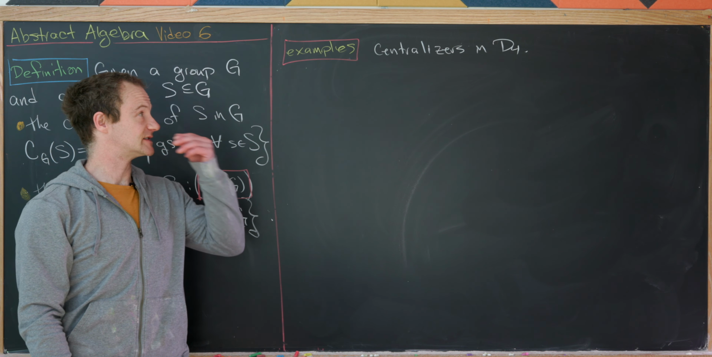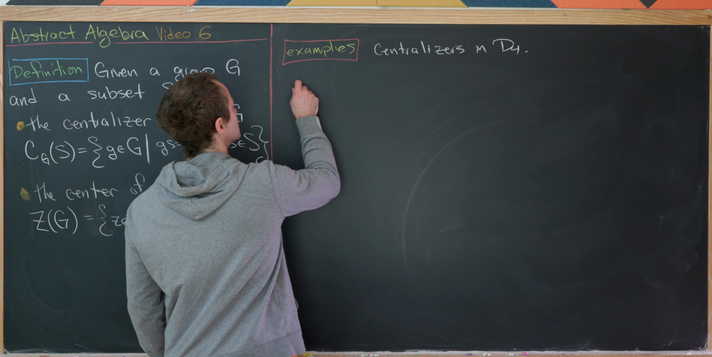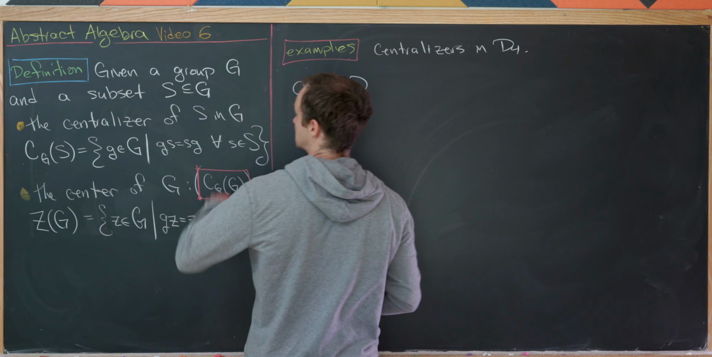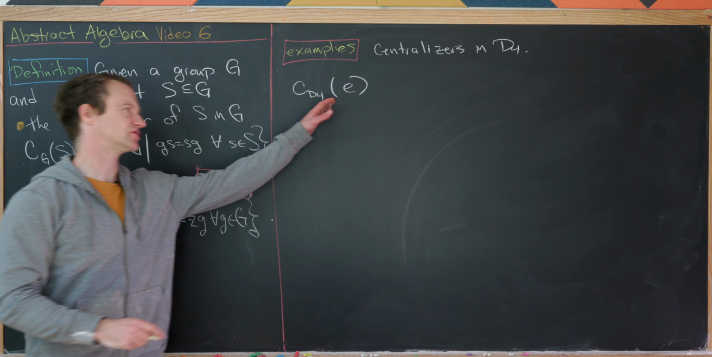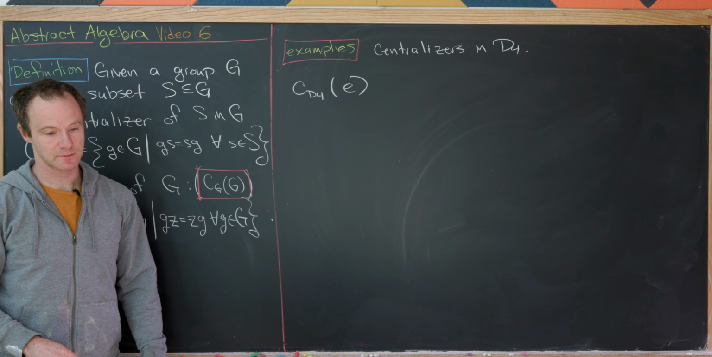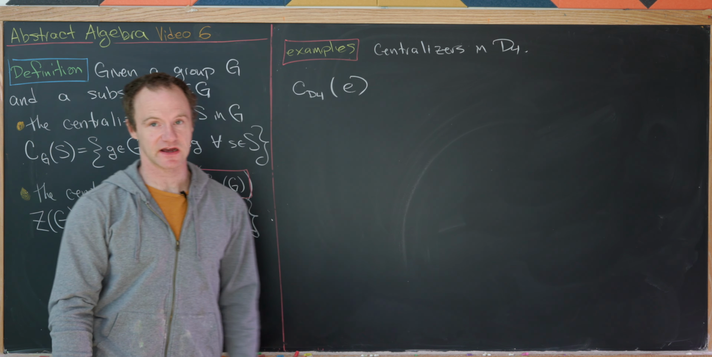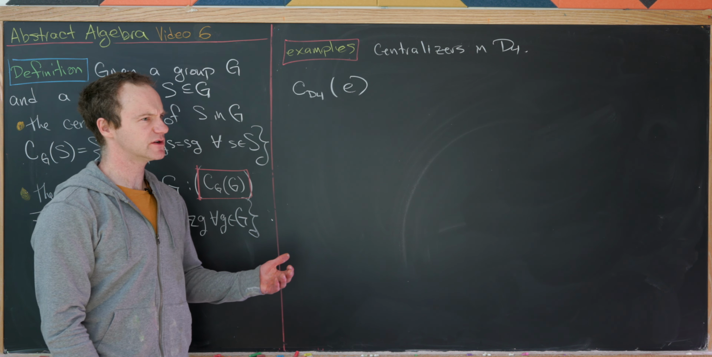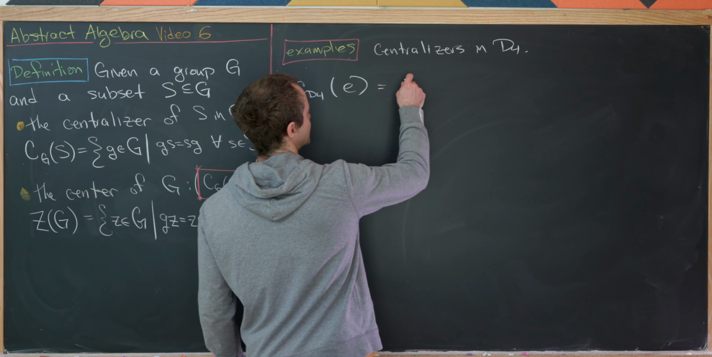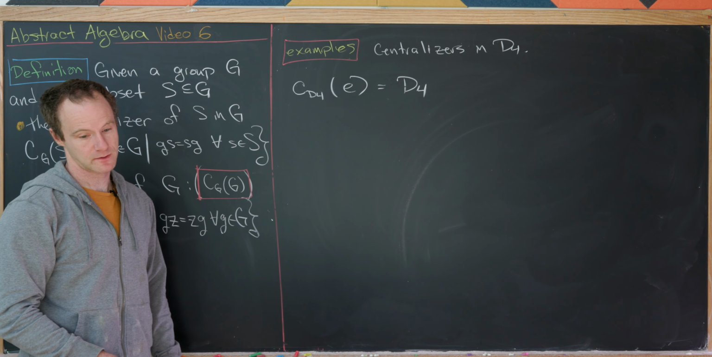Now I'd like to look at an example of some centralizers in D4. So let's notice that the centralizer in D4 of the singleton containing the identity, which I'll just drop the set braces and put the identity. So by our definition over here, that'll be everything that commutes with the identity. But let's notice that everything commutes with the identity, just by definition. So this is in fact equal to the entire group.